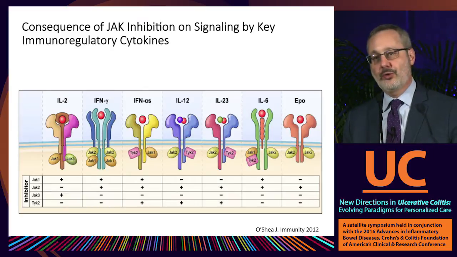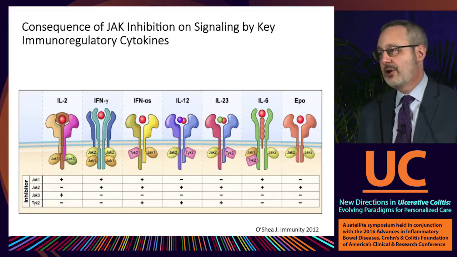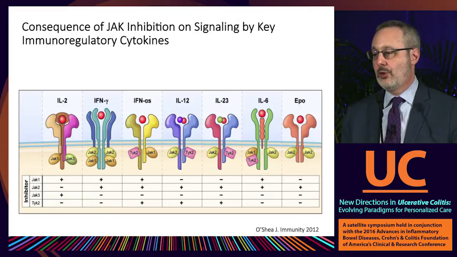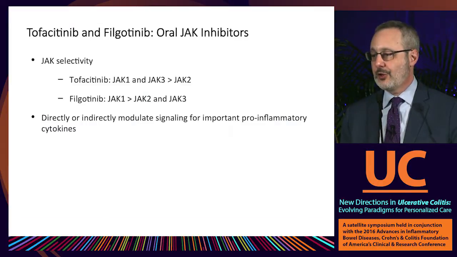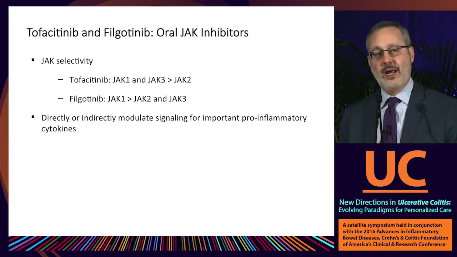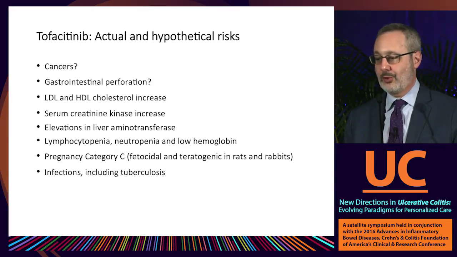But some of these may be beneficial in UC treatment, and others may be harmful in UC treatment. We wouldn't want to induce erythropoietin-like blockade, because then we might see more anemia. But it may be beneficial to block IL-23, for example, or IL-2, or interferon gamma, or IL-12. So of the two that have been used in IBD, only tofacitinib so far has been used in ulcerative colitis. I think David will show you the data. But tofacitinib is said to be more selectively inhibiting JAK1 and 3 over JAK2. And filgotinib is said to be more JAK1 over JAK2 and JAK3. So they may have slightly distinct profiles with modulation of pro-inflammatory cytokines.